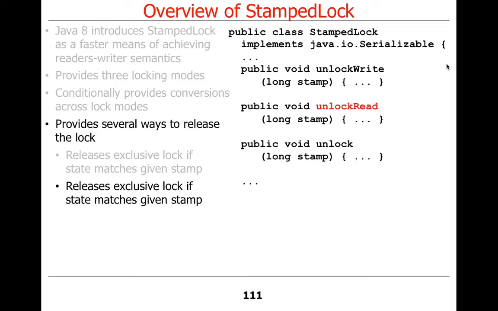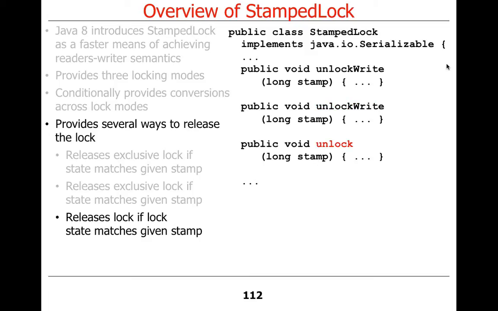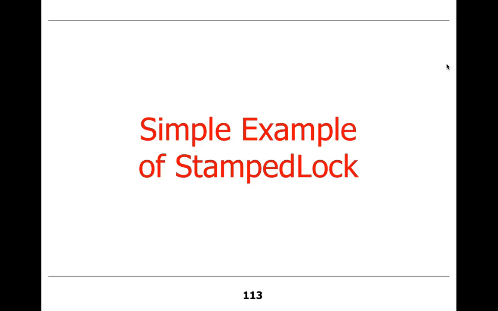You can unlock a lock as a read lock, and then the final thing is just unlock. This takes a look at the stamp to see if the stamp is a read stamp or a write stamp, and it does the appropriate unlock. So in theory, you could just call unlock all the time, but calling the specific methods when you know what you have is a little faster and a little cleaner for the programmer who's trying to read the code.